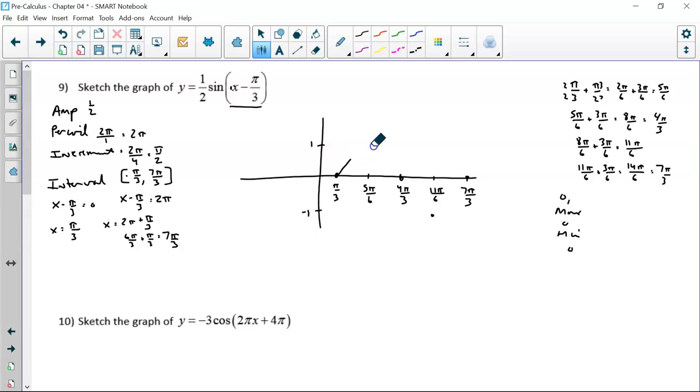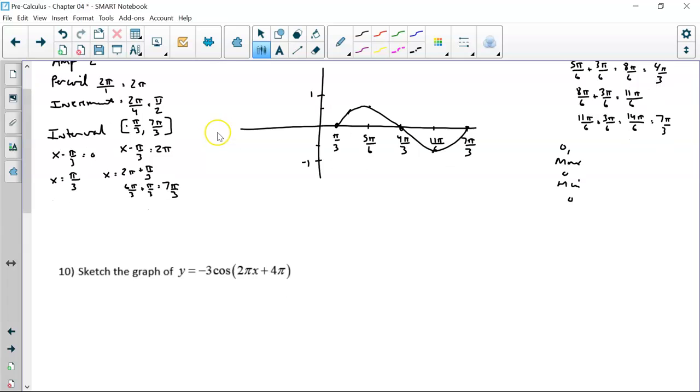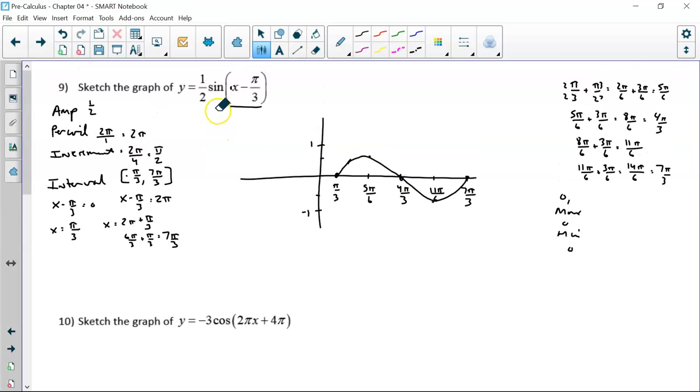Oh, excuse me. I went too far. The amplitude is only 1/2. Sorry about that. So that's why we're not going all the way up or all the way down. And there's our graph. So it's all about finding the interval for our start point and end point for one period and just adding the increment each time. Looking at problem number 10, it looks a lot more complicated, but it's really the same exact thing.